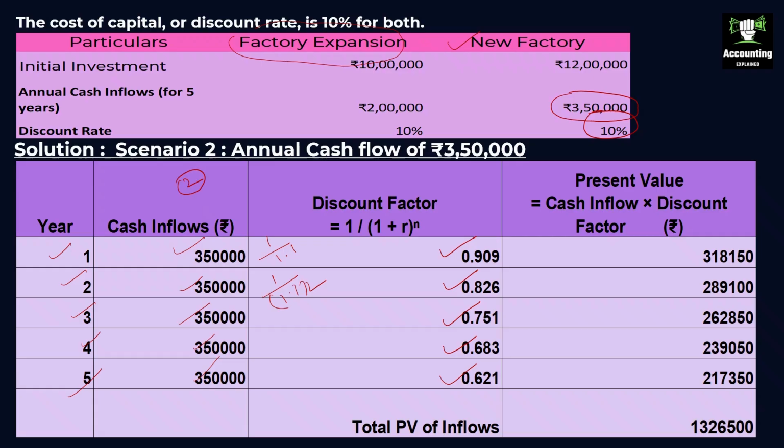When you multiply column 2 with column 3, you get for first year 3,18,150, second year 2,89,100, third year 2,62,850, fourth year 2,39,050, and fifth year it is 2,17,350. So total PV of inflows for the new factory project is 13,26,500.